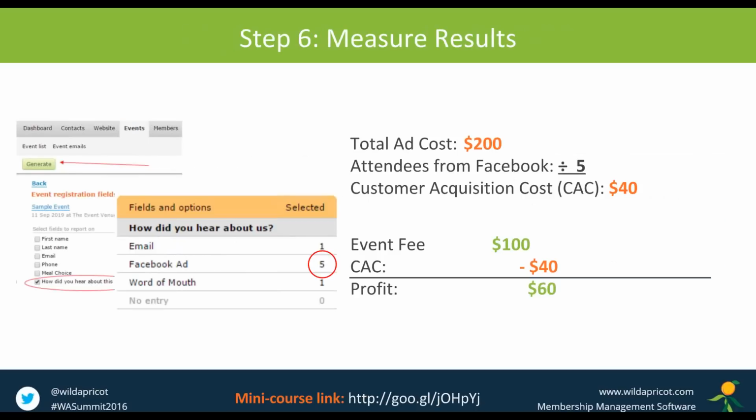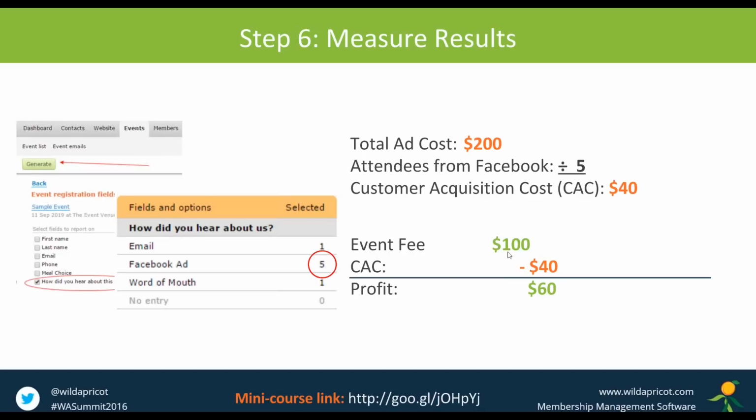And then this is the most important step that I was talking about earlier, which is measuring. Your ad is live, your event registration is live, how many registrants did you actually get from the ad? Within Wild Apricot, we've created a dummy campaign here which says 5 people registered for our event from our Facebook ad campaign. Hypothetically, let's say we spent $200 on our Facebook ad campaign and we got 5 attendees from Facebook. We've spent $40 per customer. That's our customer acquisition cost that I was talking about earlier.